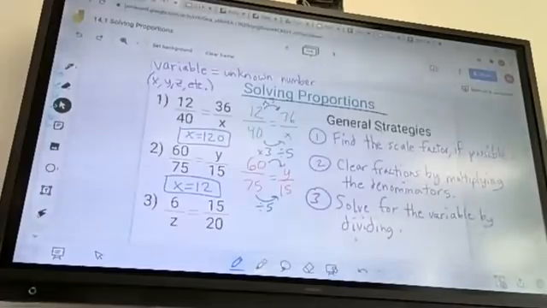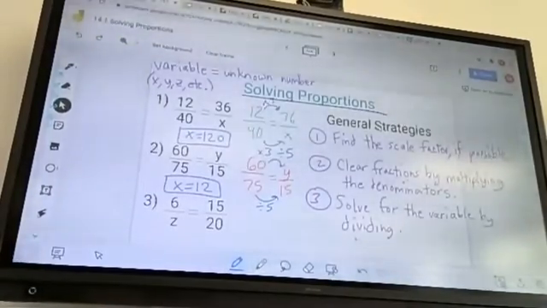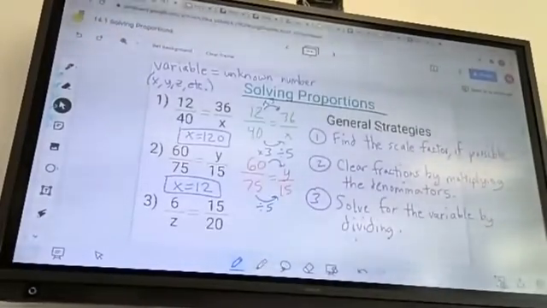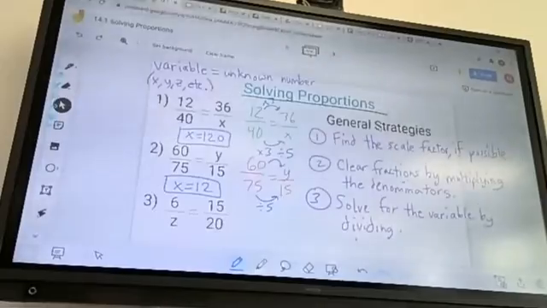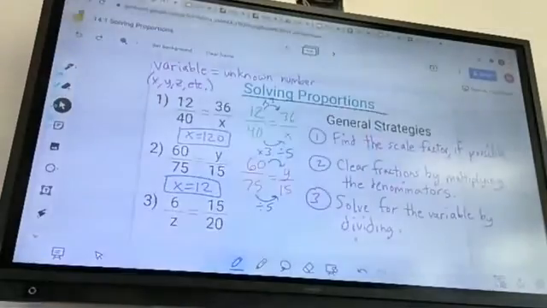So 60 over 75 is the same thing as 12 over 15. They're proportional. You're just scaling it by 5. And for the first problem, 12 over 40 is equivalent to 36 over 120. We're just scaling it by 3. The equivalent proportions.